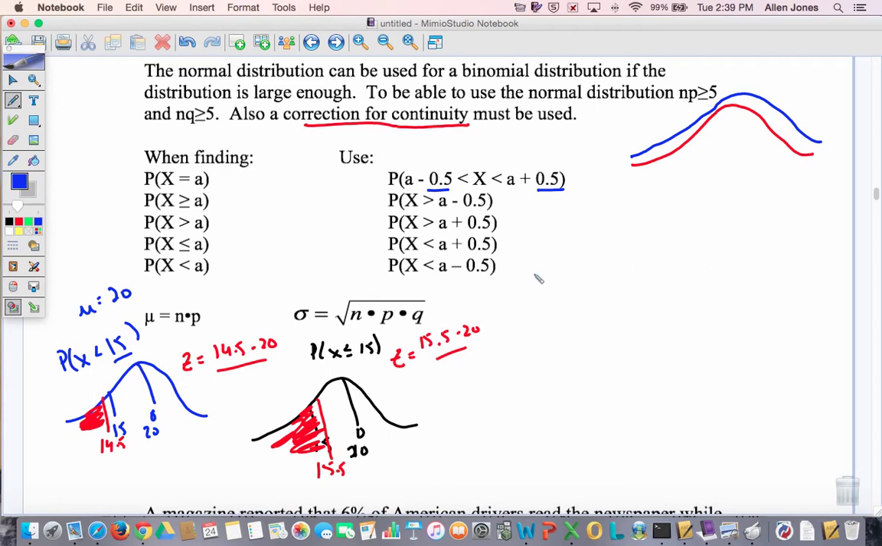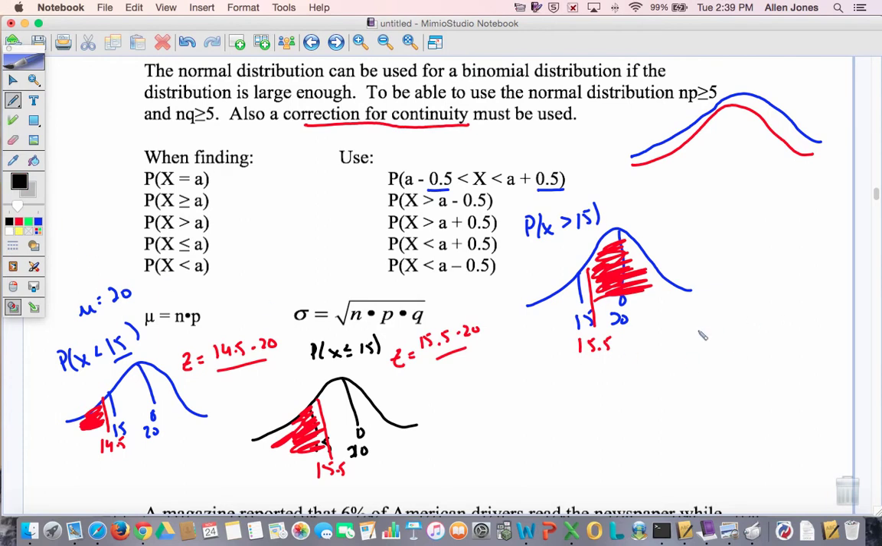Let's keep going with other examples. Let's find the probability that X is greater than 15 this time, keeping the same mean and so forth. So I'm going to put my curve out here, 20 in the middle, 15 on this side. I want to shade to the right because of the greater than. 15 is not greater than 15, so my correction for continuity tells me to go to 15.5 because when I shade to the right, 15 is not part of my shaded area.